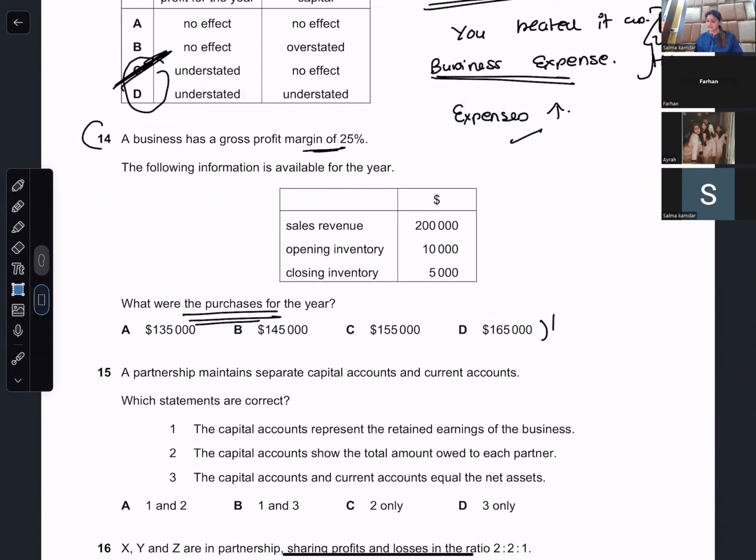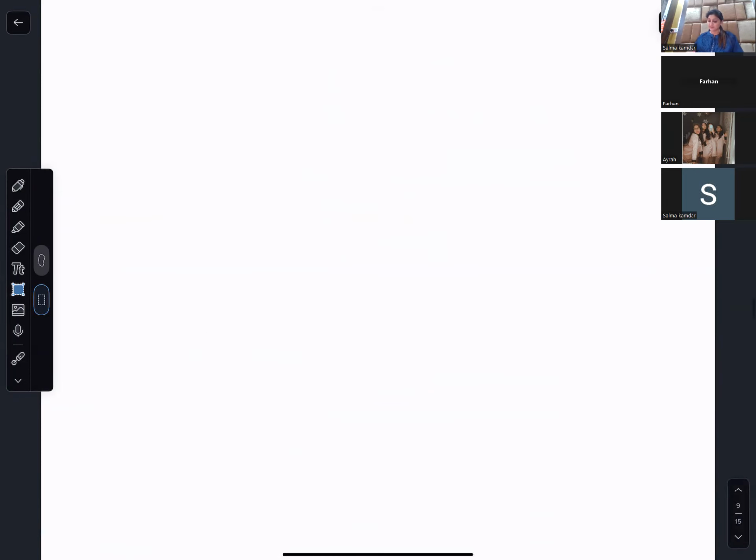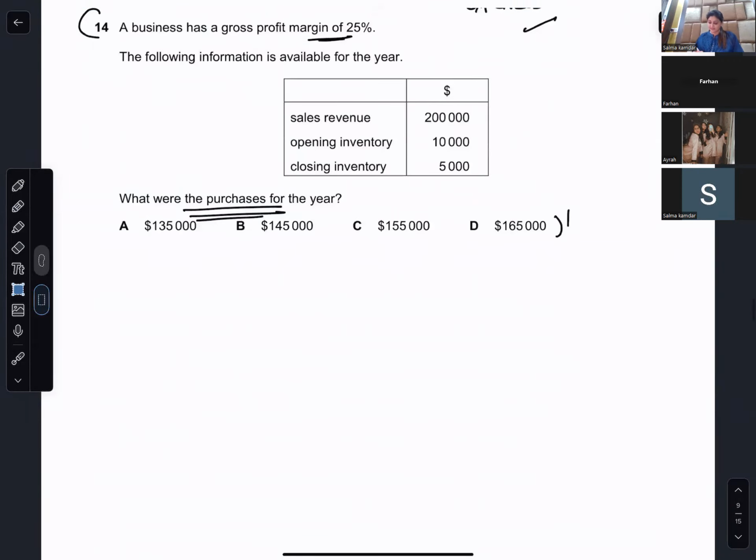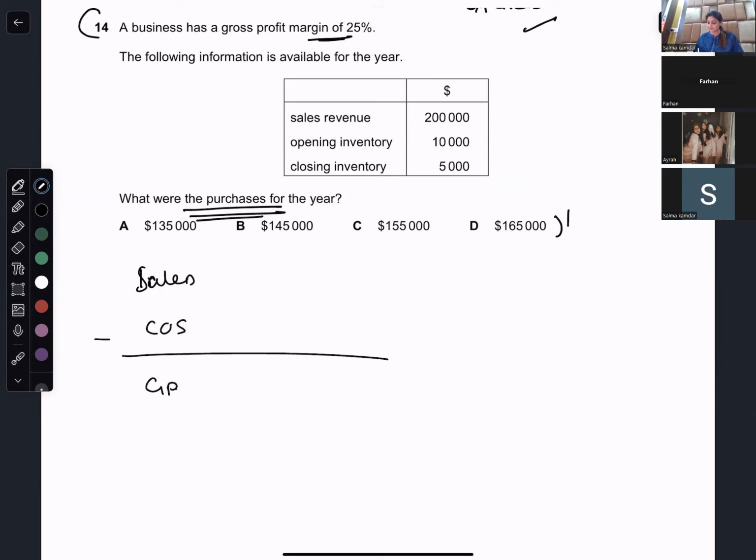What is the thing that is coming to your mind when they're asking us to find the purchases? So we'll make an income statement format right now. Okay, fine. We make an income statement format. So can I say sales minus cost of sales gives me gross profit? Yes. Do I have sales?